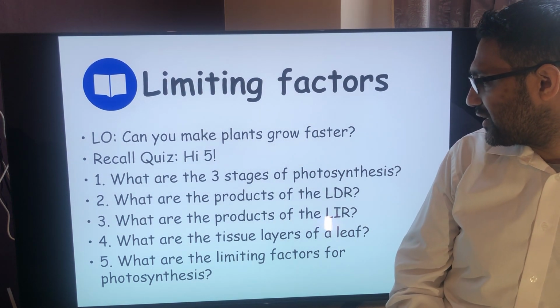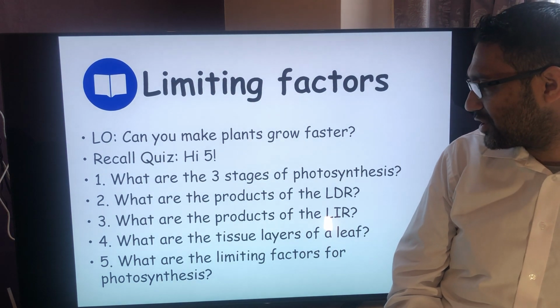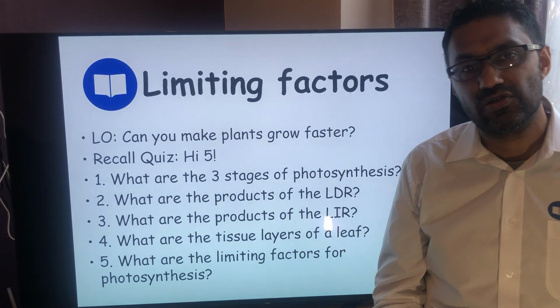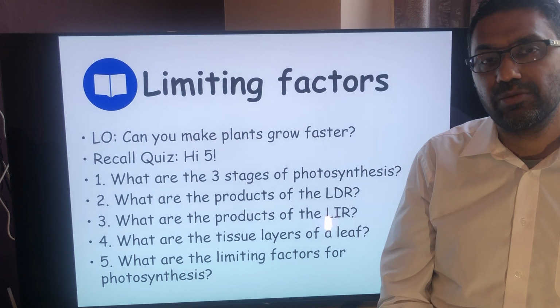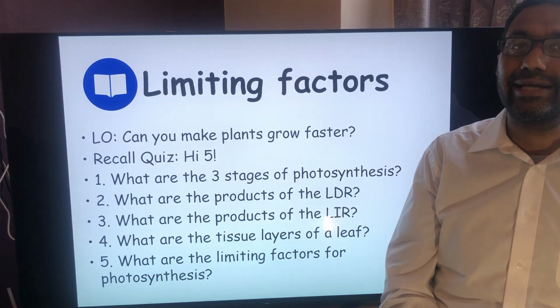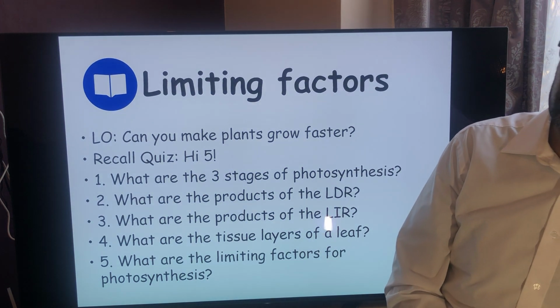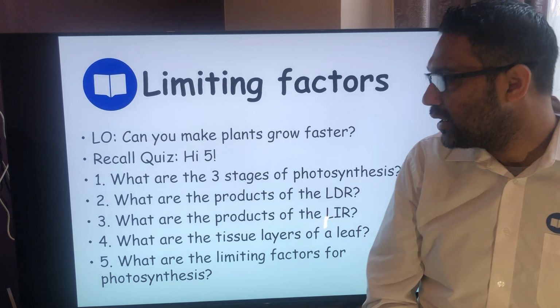And what are the products of the light independent reaction? Well, we mean products, or what are the things inside of it. You get RuBP, ribulose bisphosphate, carbon dioxide joins onto it. You get GP, which is 3GP, glycerate phosphate. You get from that your triose phosphates, and then those triose phosphates eventually turn into organic compounds like glucose.